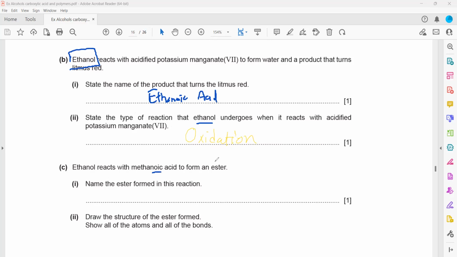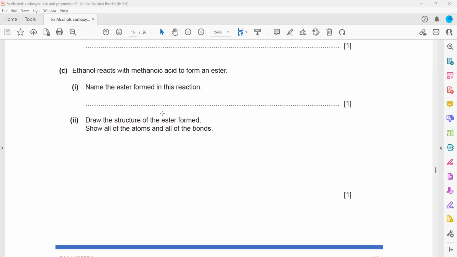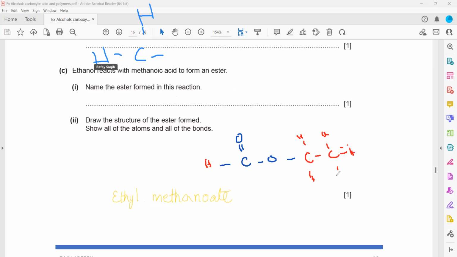Ethanol reacts with methanoic acid to form an ester. So ethyl methanoate. The first name is from the alcohol, and the second name is from the carboxylic acid. Now we have to draw the structure of ethyl methanoate. For esters, you first draw C double bonded with O and O. Eth means 2 carbons, so we put 2 carbons, and meth means 1, which is already there, so we don't put another. So this is the structure of ethyl methanoate.